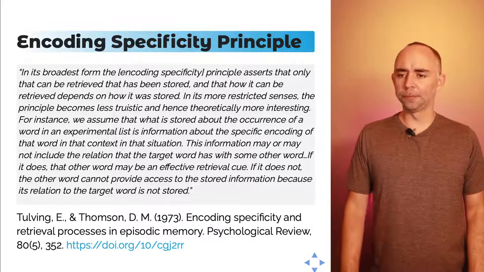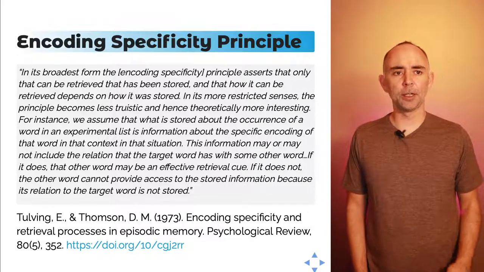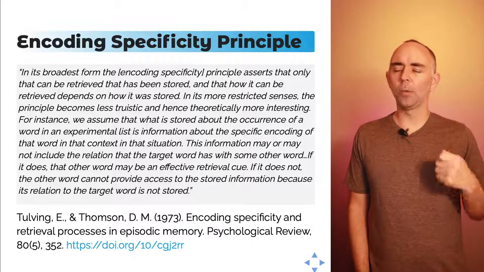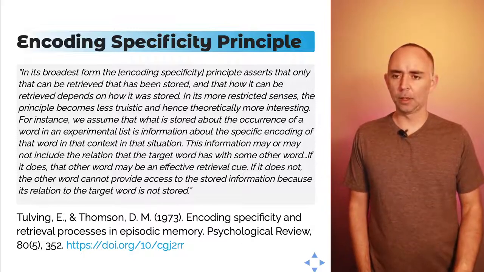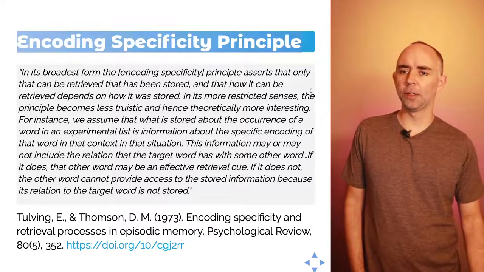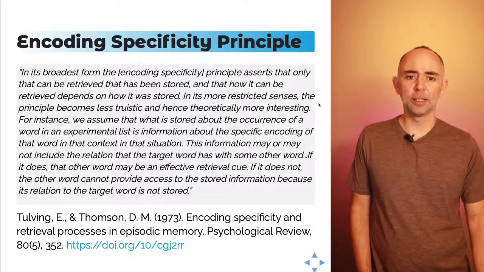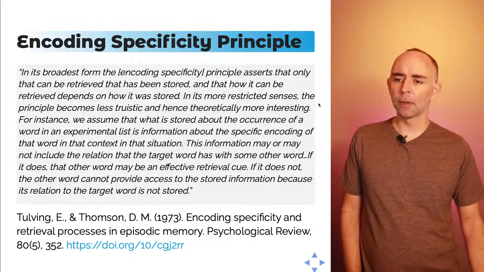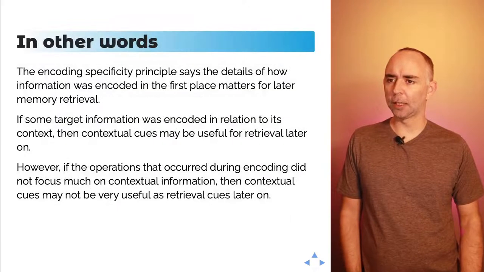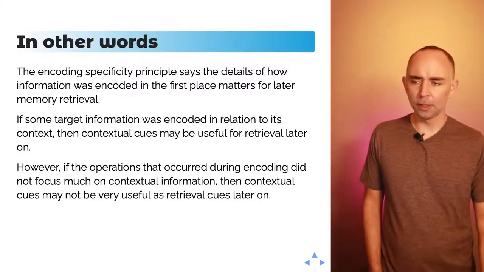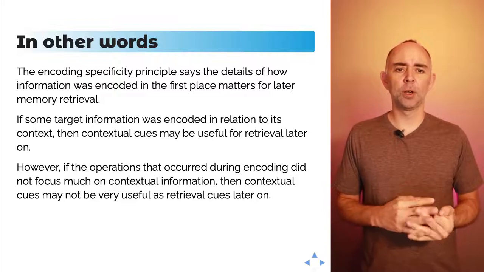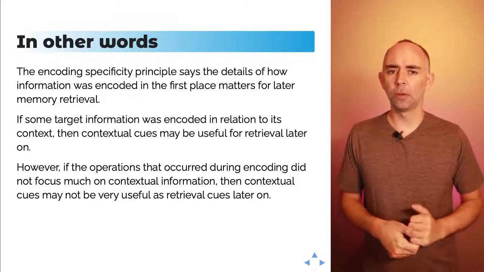This principle can be clarified or also limited in a few different ways. One of the ways in which the context-dependent memory principle is limited is in terms of what is called the encoding specificity principle. This is proposed by Endel Tulving. I've got a quote here that you could read for this, but I've also got a briefer way to talk about it. So here's what the encoding specificity principle is all about. It says that the details of how information was encoded in the first place matters for later memory retrieval.